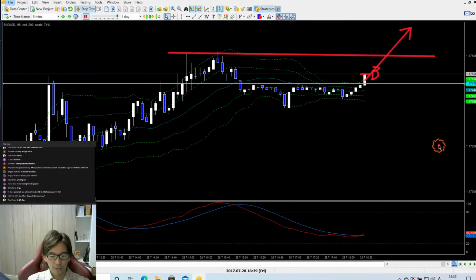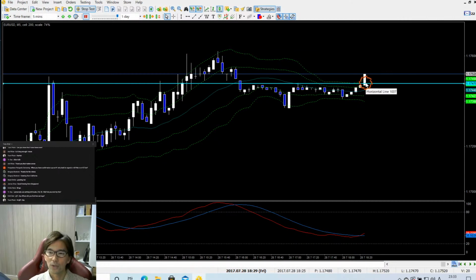So that will be one of the timings. If you look at the market right now, exactly like this, this is one of the entry timings. So let me just put the vertical line right now over here.